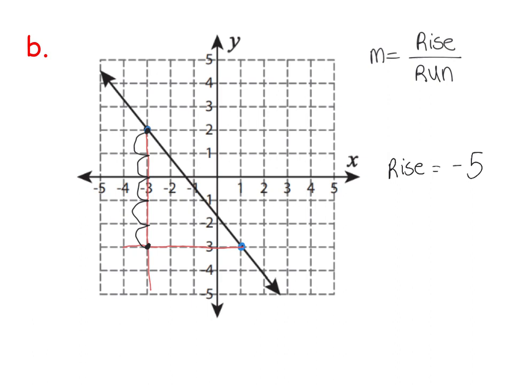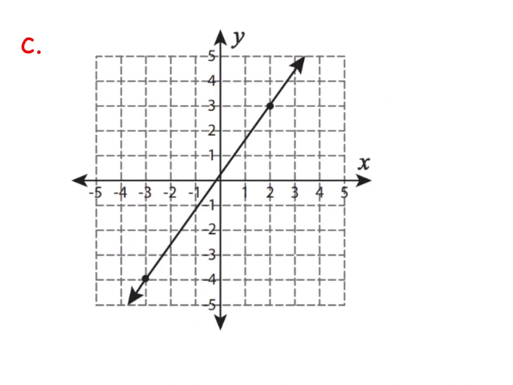Then we need to get the run. The run is from this point here to the point on the line, and if we count that, that's 1, 2, 3, 4. So the run is 4. So the slope of this line is the rise, which is -5 over 4. So -5 over 4 is the slope of this line.